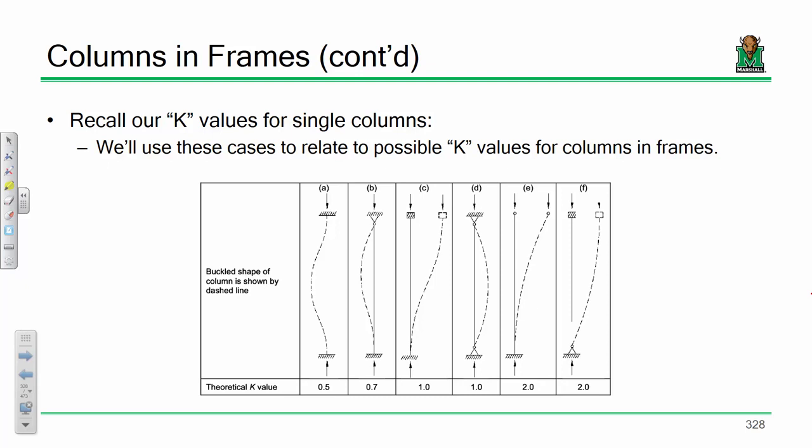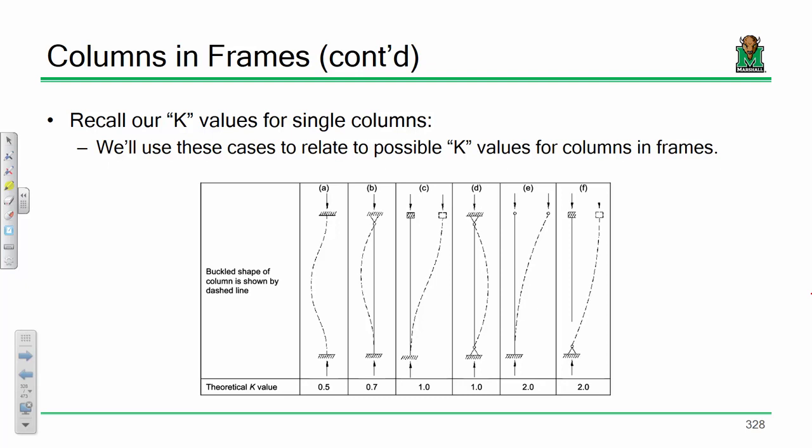So case A is a support condition where you have a fixed support on the bottom and a fixed support on the top. And for this boundary condition, we have a K value of 0.5. Okay? Now case B is pretty much the same on the bottom. We have a fixed condition, but instead of having a fixed support on the top, we have a pin support on the top. And so this is K is 0.7.